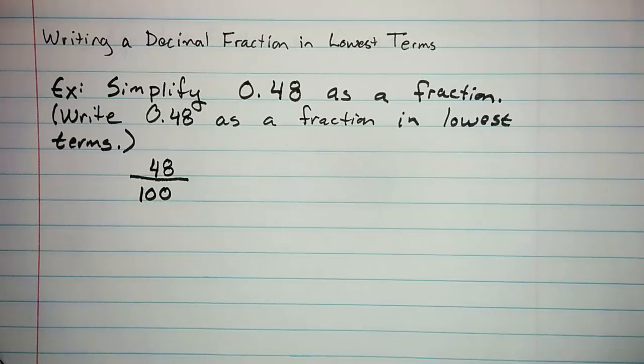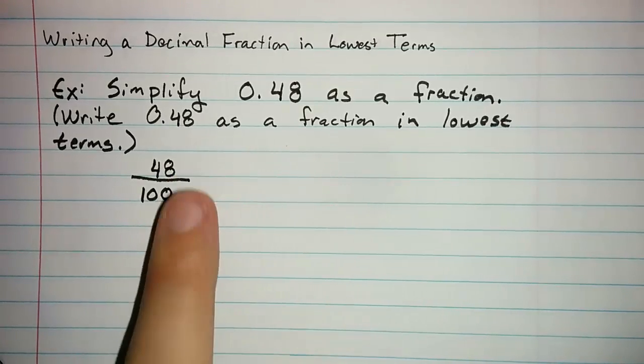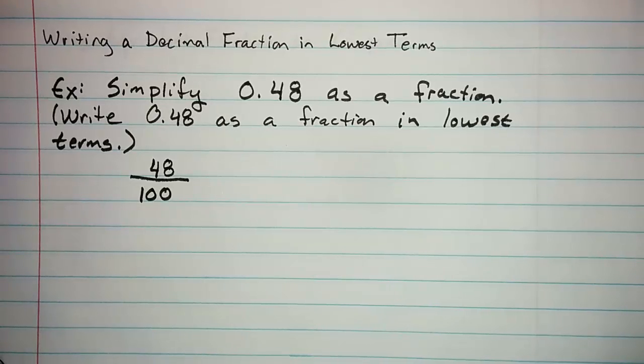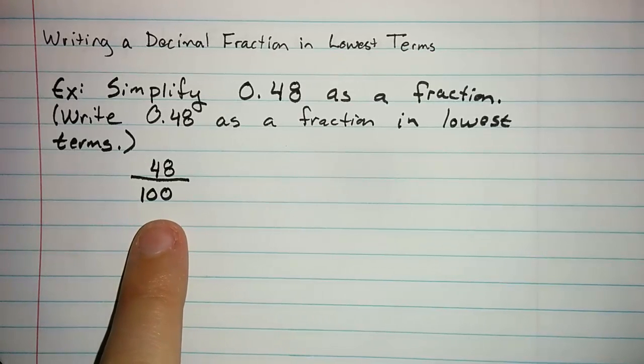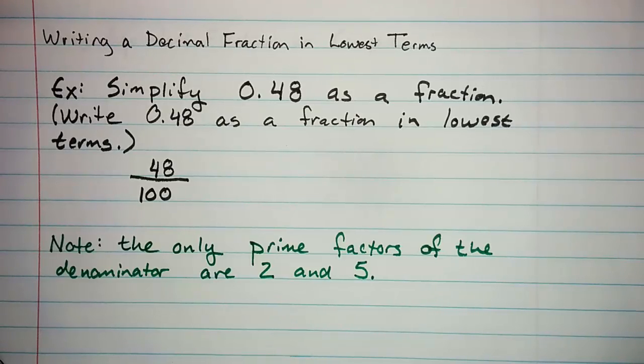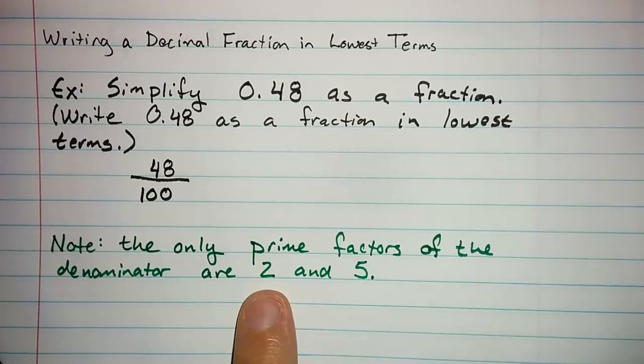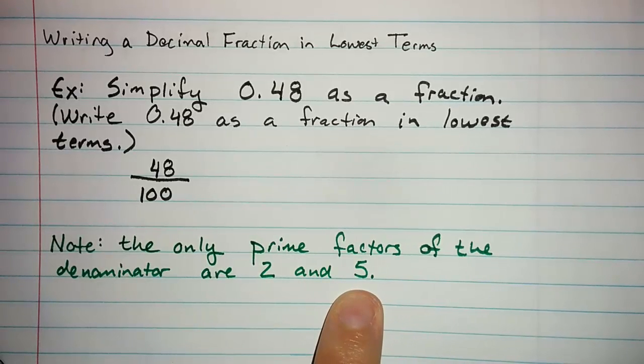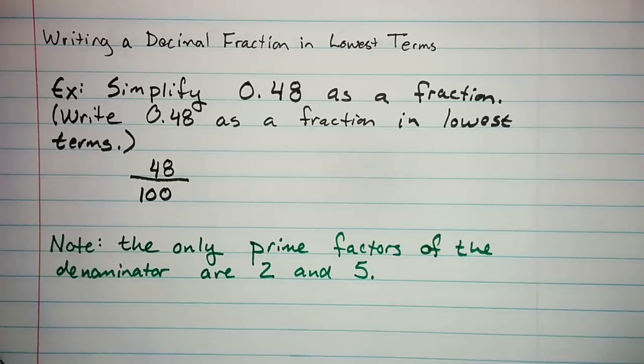And now we want to cancel out any common factors, which means we're going to have to look for factors of 48. But these decimal fractions are super nice. Notice the denominator is a power of 10. What does that mean? That means its only prime factors are 2 and 5. That means we don't need to look for just any old factor of the numerator. We just need to see, is it a multiple of 2 or of 5? If not, we can't simplify anymore.